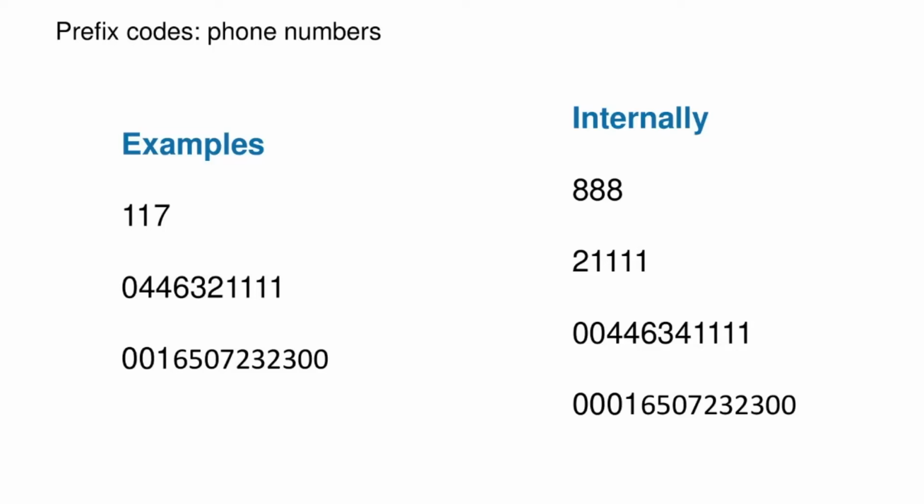The emergency numbers at ETH are 5 digits for the internal phone system. And when you want to dial to the outside world, you need to add a 0 in front, right? And that's the case in many companies, that you need to add a 0, right? And that is because we need to make it a prefix code. This is the reason why we need to add that 0 in front.